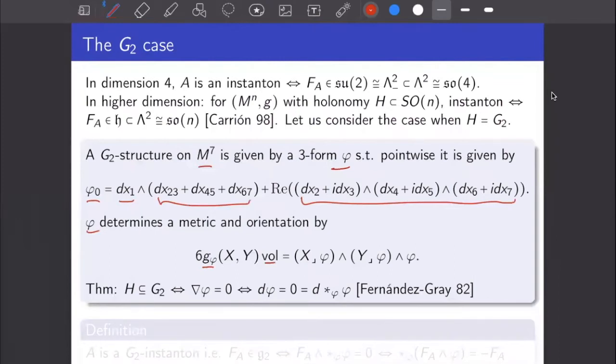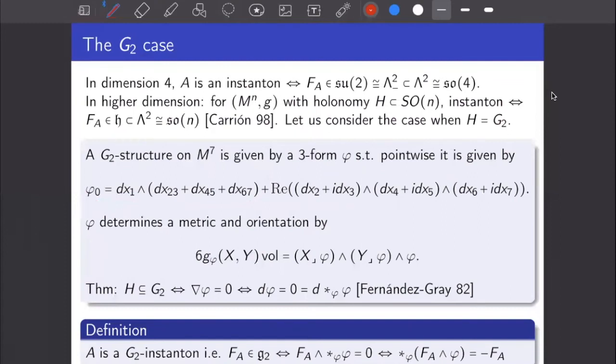Such data on a 7-manifold will define a G2 holonomy metric if and only if the 3-form is covariantly constant with respect to the Levi-Civita connection, or equivalently, the 3-form is both closed and co-closed. So in this context, a connection form A is said to be a G2 instanton if its curvature belongs to the holonomy algebra, or equivalently, if the pairing between the curvature form and the dual 4-form vanishes, or we have this following sort of anti-self-dual type condition. So this is very similar to what we saw in the hyperkähler case.